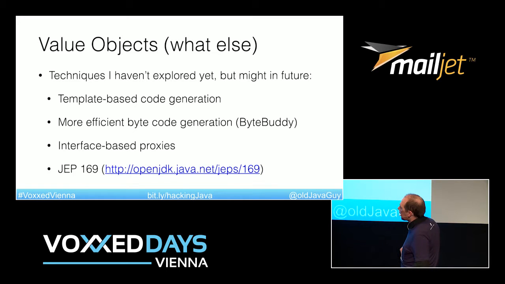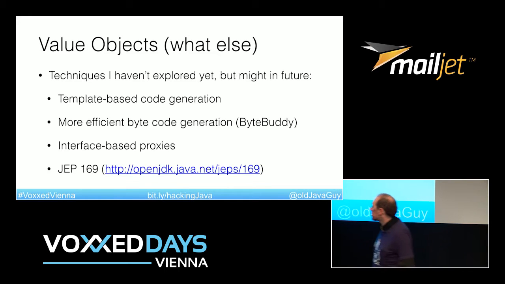Then another approach that I know some people use is interface-based proxies. So basically pretty much the same thing that Google AutoValue did with abstract classes, but you would do it with interfaces. You define an interface with your getters only, and then you magically back that up with a map or somehow. That's also okay, but I had to draw the line somewhere.